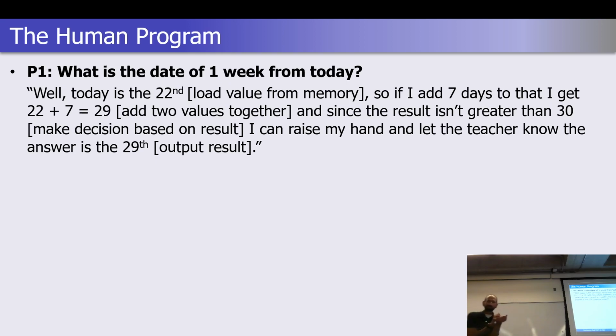And since the result isn't greater than 30, that's a decision being made based on the result, because it's not February. We don't have to worry about being greater than 30. I can raise my hand and let the teacher know the answer is the 29th. That's like outputting the result. Logical, consistent, computer-like. I only realize right now there's a slight problem with it. What's the problem with it?